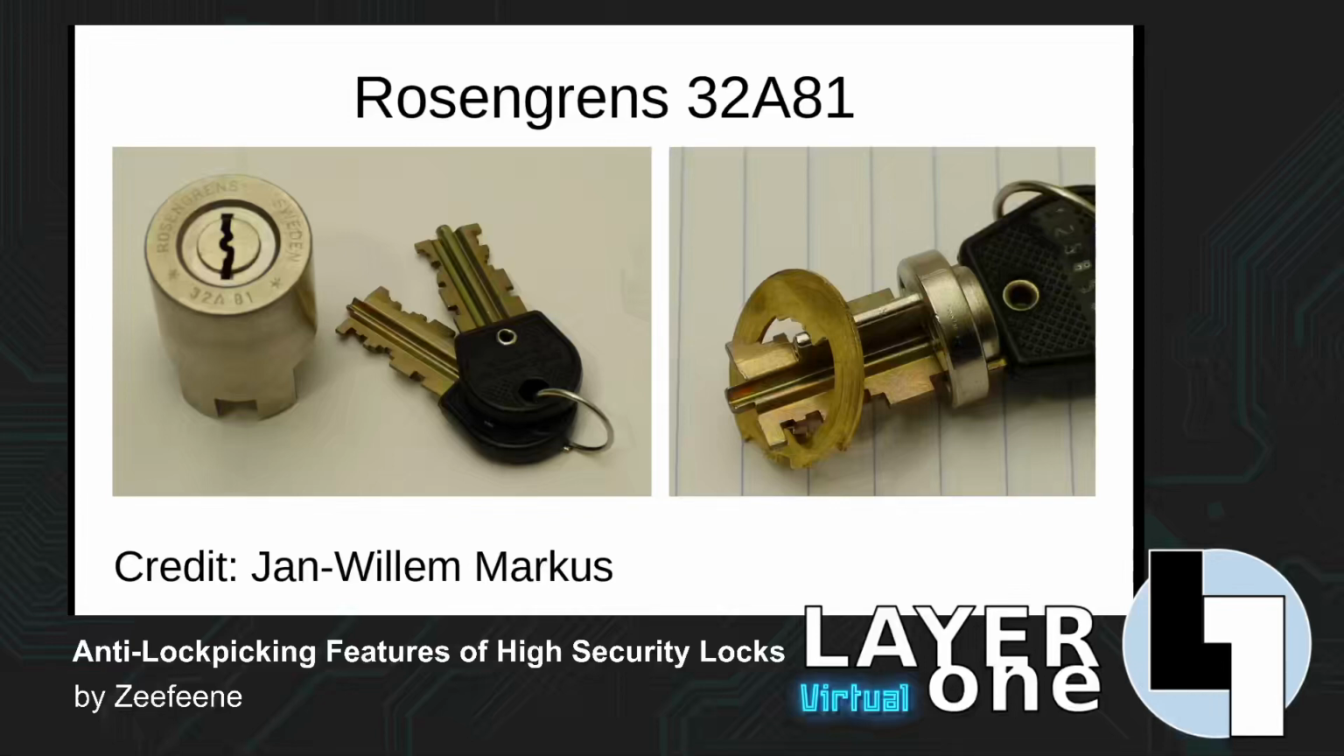But most disc detainer locks do not feature a curtain. A curtain is this piece of movable warding in the center of this lock. This turns one-to-one with the key, but it makes it impossible to insert any kind of conventional disc detainer picking tool.